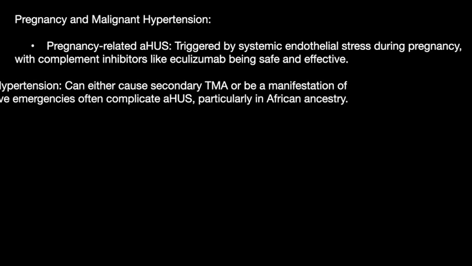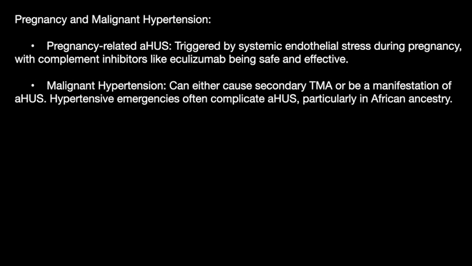Pregnancy and malignant hypertension. Pregnancy-related atypical HUS is triggered by systemic endothelial stress during pregnancy, with complement inhibitors like eculizumab being safe and effective therapy here. Malignant hypertension can be either because of secondary TMA or be a manifestation of atypical HUS. The hypertensive emergencies often complicate atypical HUS, particularly in patients of African ancestry.